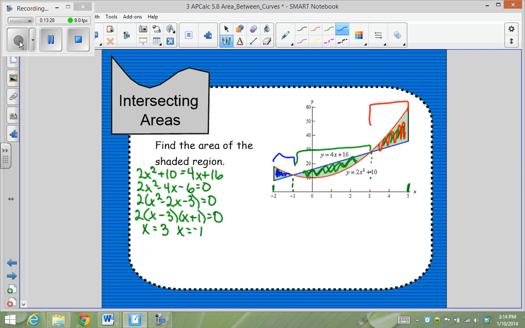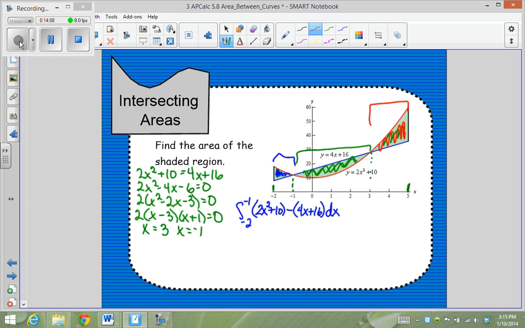I'm just going to set it up because y'all can integrate now. We're getting good enough at that we should be good. So this would be the integral from -2 to -1, because that's the whole width of that space right there. The thing that is on top right there is the parabola, 2x squared plus 10, minus the line 4x plus 16 dx. That is the first piece.